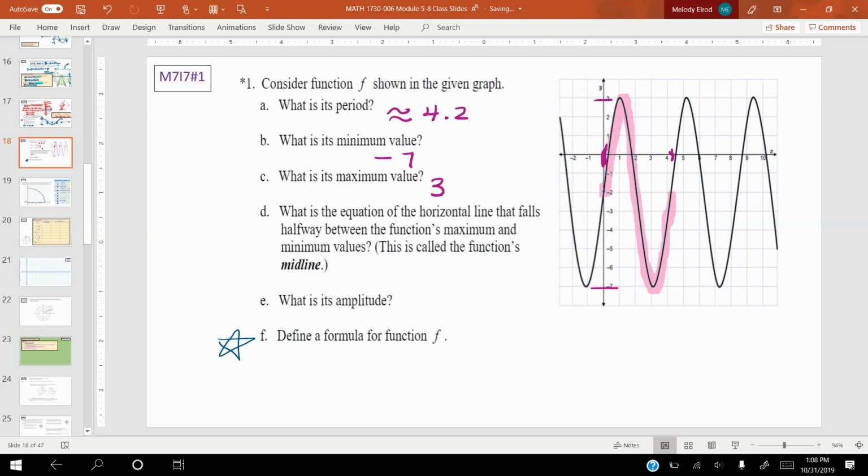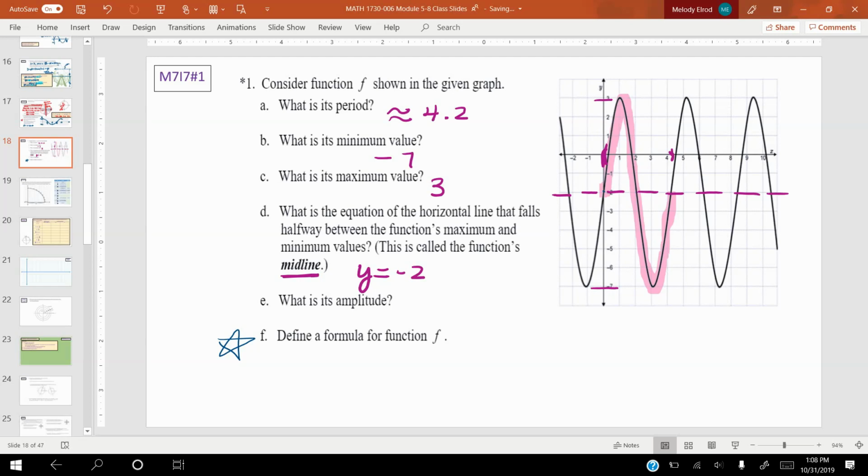What is the equation of the horizontal line that falls halfway between the function's maximum and minimum values? In other words, the midline. So the midline is going to be right here at -2. We could get that a couple of different ways, but if we go from -7 to +3, that's a distance of 10. So we know the amplitude should be 5, right? Because it would cut that distance in half, and so it should be at the halfway point. So -7 to -2 is 5, and -2 to +3 is 5, so that works out. So this line is going to be y equals -2.